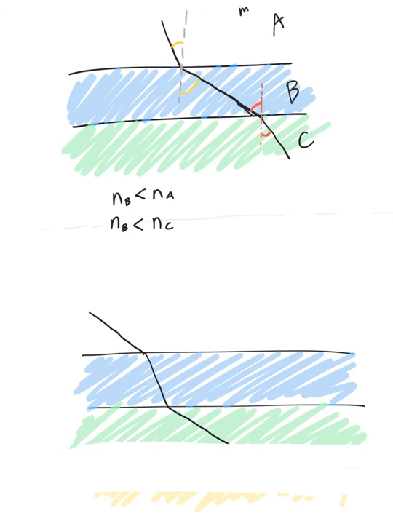Let's look at the next one. I got rid of a layer. Let's compare A, B, and C again. A compared to B, which one has the greater index of refraction? B. Good. NB is greater than NA. Then we're hitting here. B has a greater index, and then C is less.